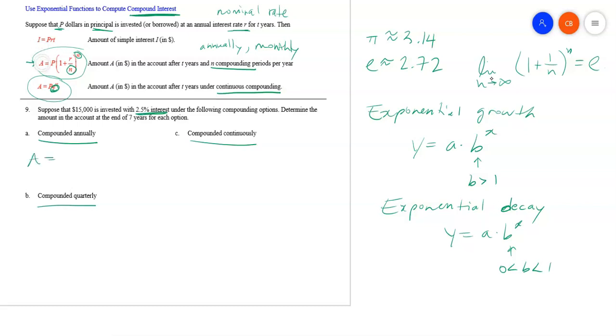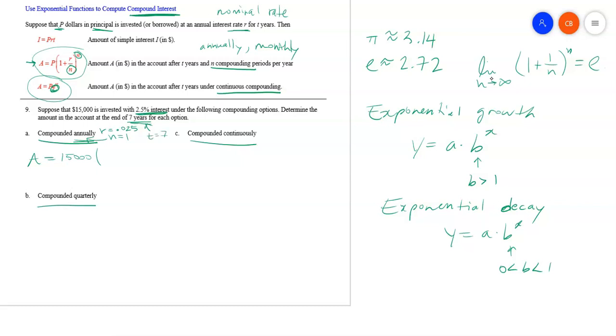Here, when we say A on this one, this means the compounded amount. So it is the original amount, which is the principal, plus any interest added on top of that. Here, the original amount is $15,000. And then we're going to have compounded annually, so that means this number N is just 1. The interest rate that's given is always the R, so it's 0.025. We should put 2.5% as a decimal there. And then it's for 7 years, so the number of years is the T over here.